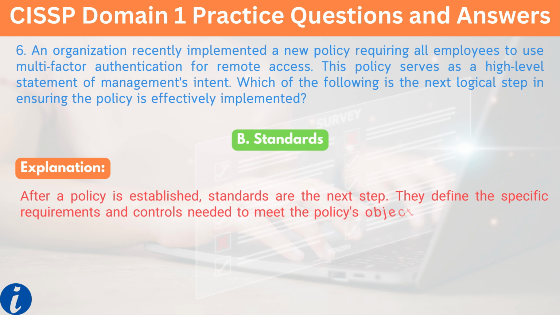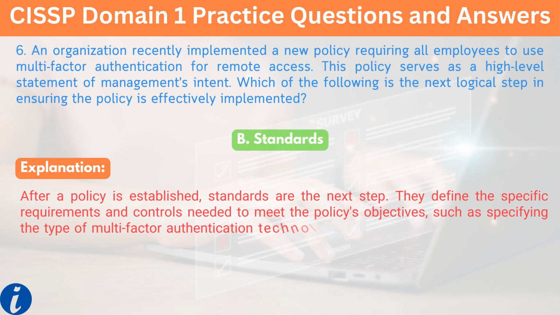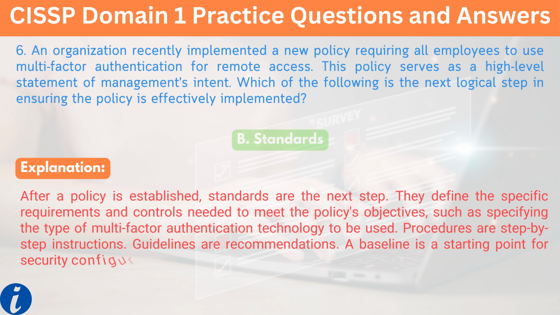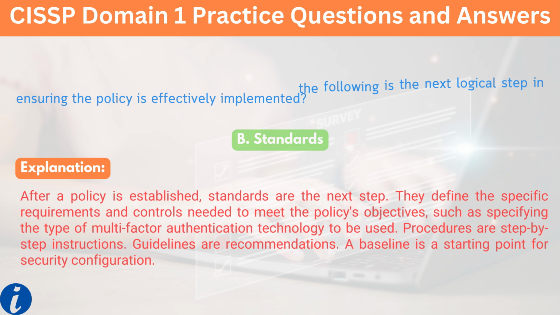Standards. Explanation. After a policy is established, standards are the next step. They define the specific requirements and controls needed to meet the policy's objectives, such as specifying the type of multi-factor authentication technology to be used. Procedures are step-by-step instructions. Guidelines are recommendations. A baseline is a starting point for security configuration.